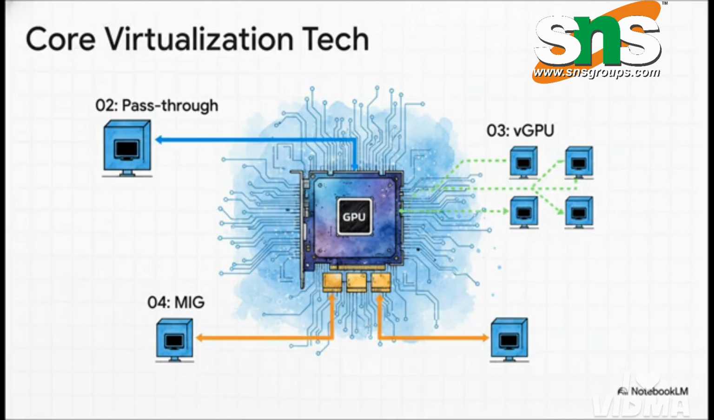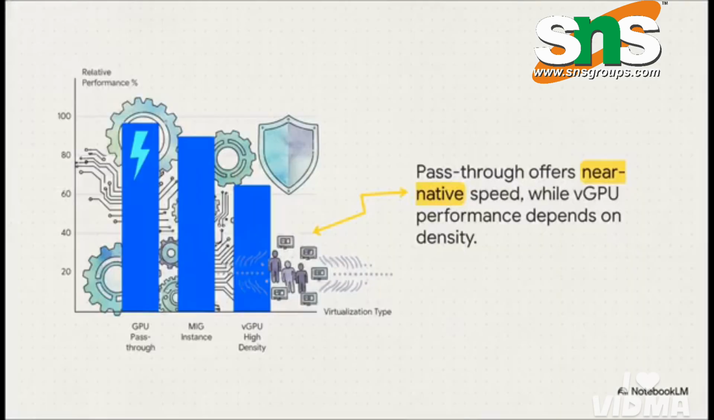And finally, there's MIG, or multi-instance GPU. This one's a game changer because it actually partitions the GPU hardware itself into truly isolated, secure slices with guaranteed performance. So what's the catch with each of these? Well, it really all boils down to performance trade-offs, and this chart from the report shows it perfectly for an AI training workload. At the top, you've got bare metal. That's your 100% baseline.